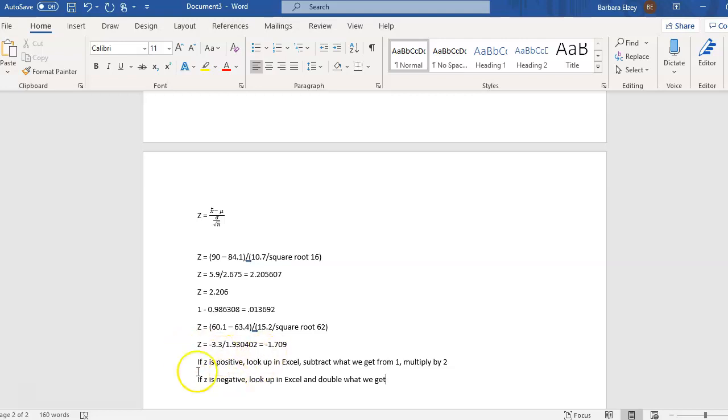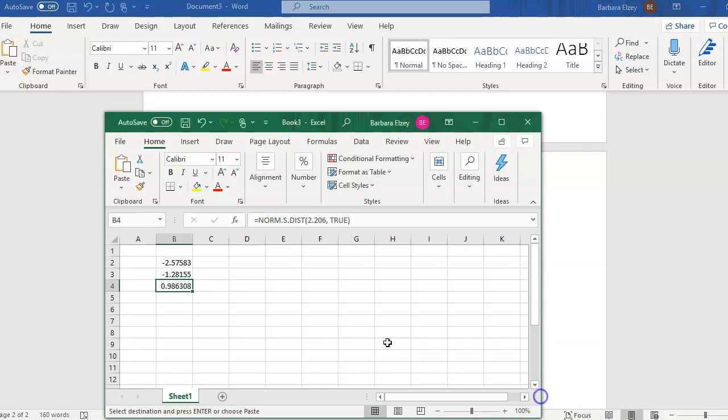Now, this information is in that little handout that comes right before your exercises. So print that thing out, because that handout has a lot of helpful information that will help you through a problem. All right, now, let's go to Excel.